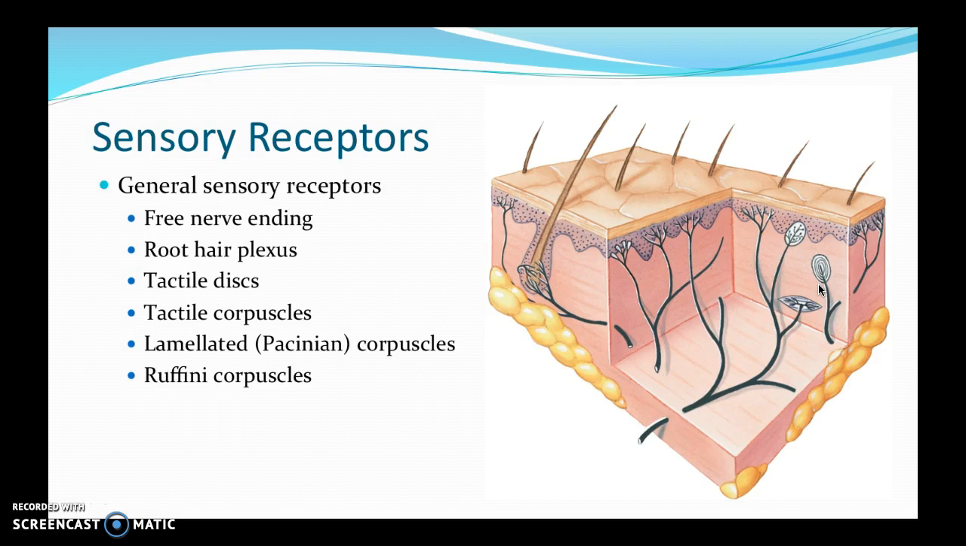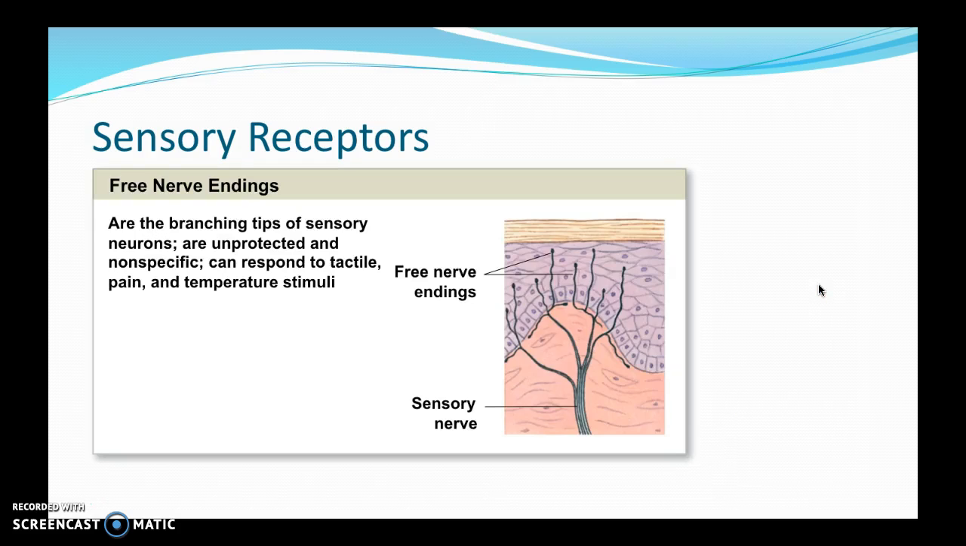Here we begin discussing several of the specific types of general sensory receptors. We will discuss free nerve endings, the root hair plexus, tactile discs and corpuscles, lamellated or Pacinian corpuscles, and Ruffini corpuscles. Free nerve endings are the most general of all receptors. They extend up into the epidermis and respond to tactile, pain, and temperature stimuli.